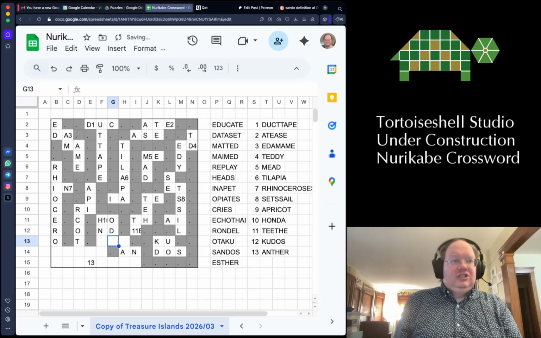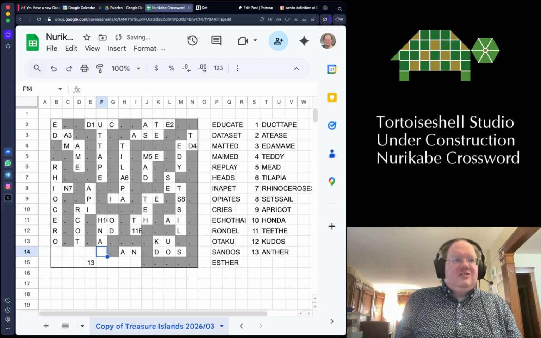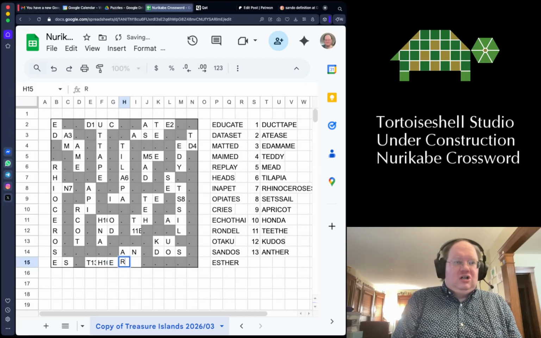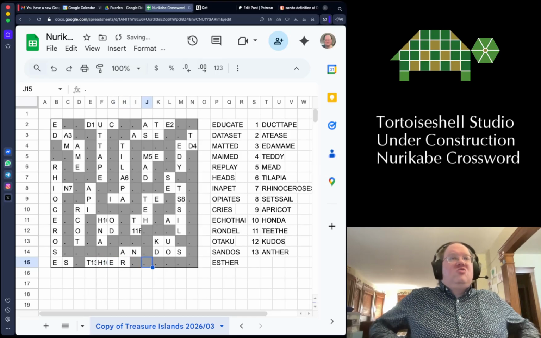In order to get there, we need to have the A here to not cut it off. So the S must be here. We must have ES dot, and then to get here, we have T13 HER dot. This is unique.